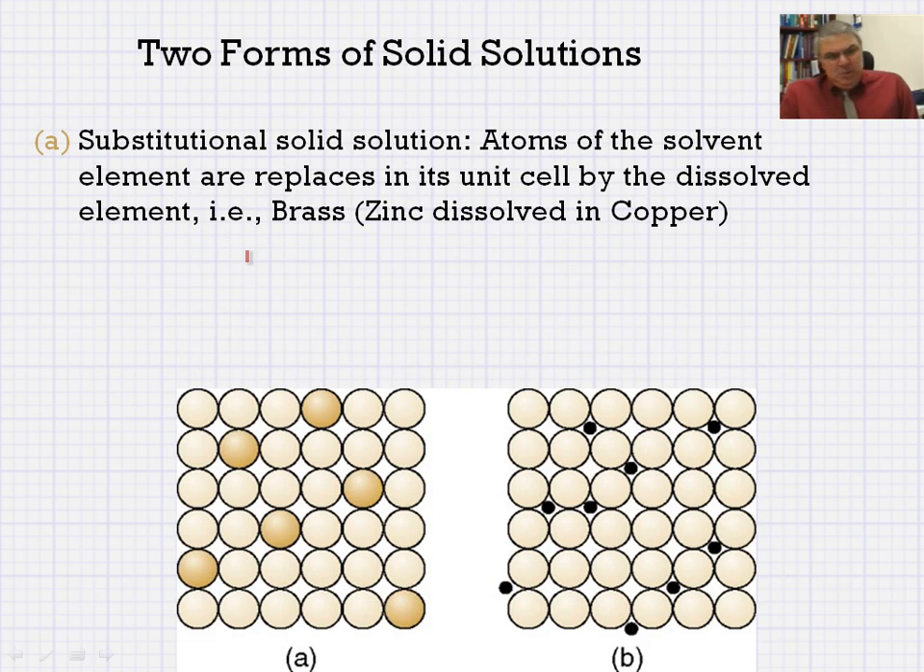In a substitutional solid solution, atoms of the solvent element are replaced in its unit cell by the dissolved element. An example is shown in part A. A best example is brass. Brass is when we dissolve zinc in copper. In that case, the atoms of zinc would replace unit cells of copper as shown here.